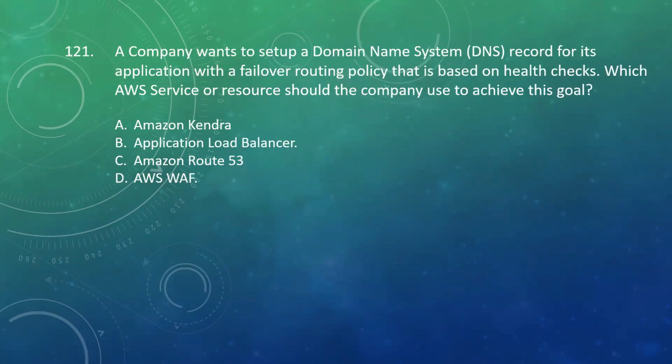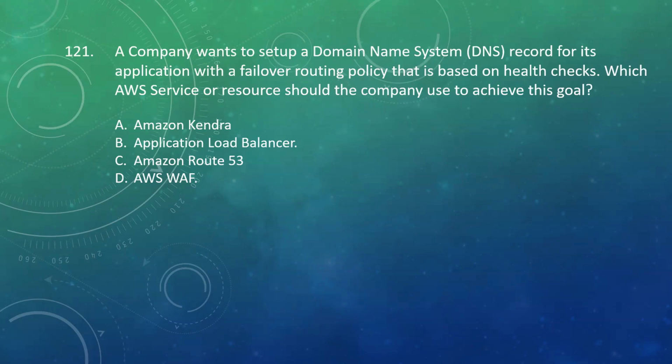A company wants to set up a domain name system (DNS) record for its application with a failover routing policy that is based on health checks. Which AWS service or resource should the company use to achieve this goal? Your options are Amazon Kendra, Application Load Balancer, Amazon Route 53, AWS WAF.